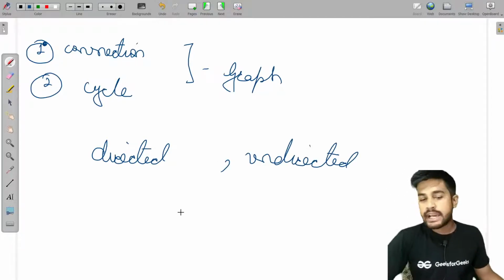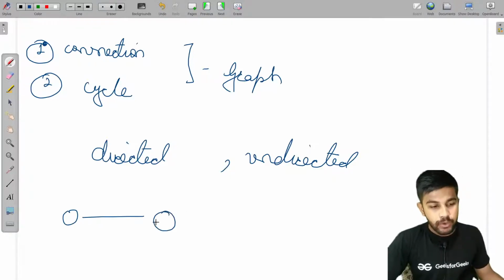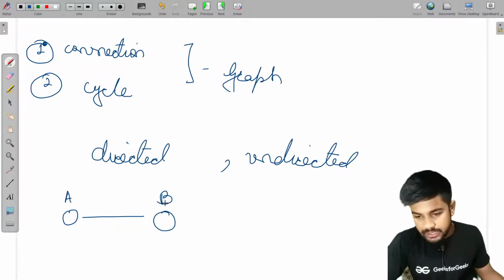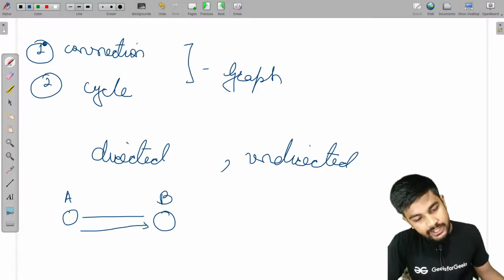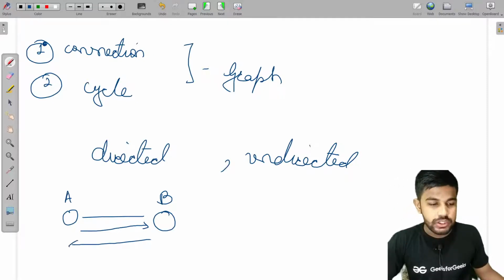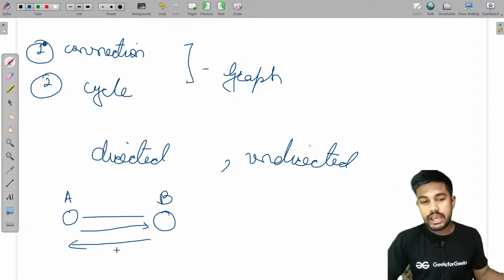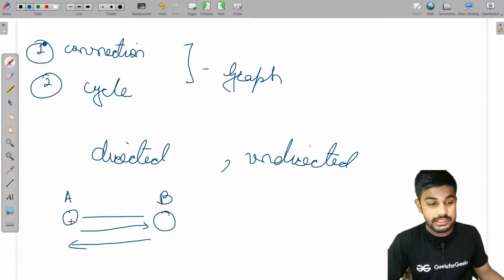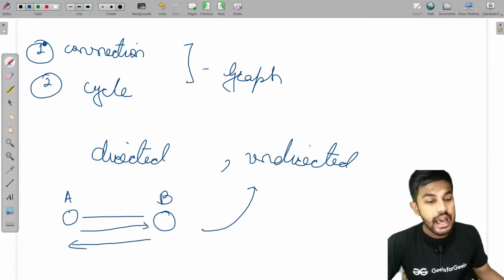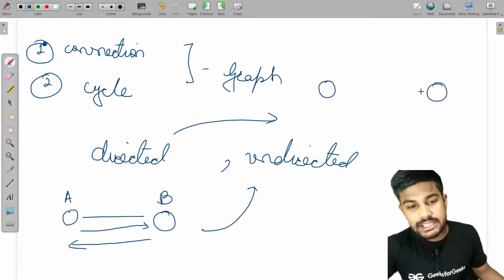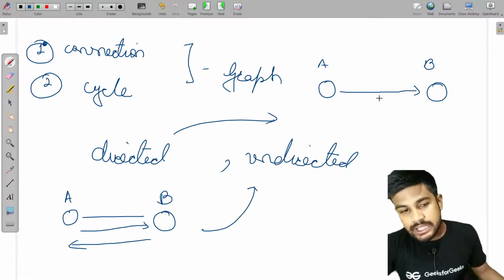Okay. Now what is directed and undirected graph? Undirected graph means that suppose this is a city A and this is a city B. This means that I can travel from this side to this side and also from this side to this side. This is a two-way road, and this is an example of undirected. And now what do you mean by directed? Directed means that this is a city A, this is a city B. Now if I travel to this part only, then this is directed.